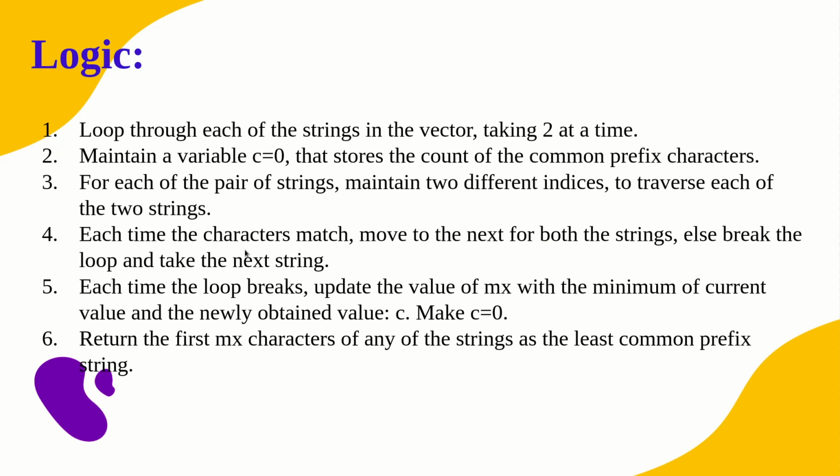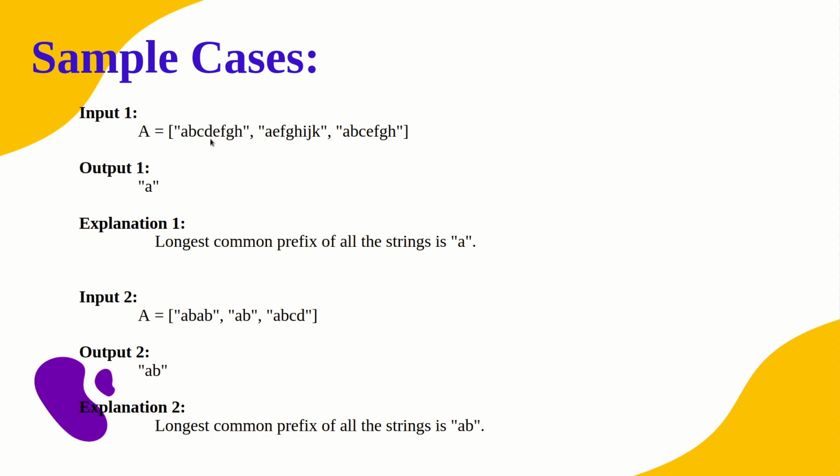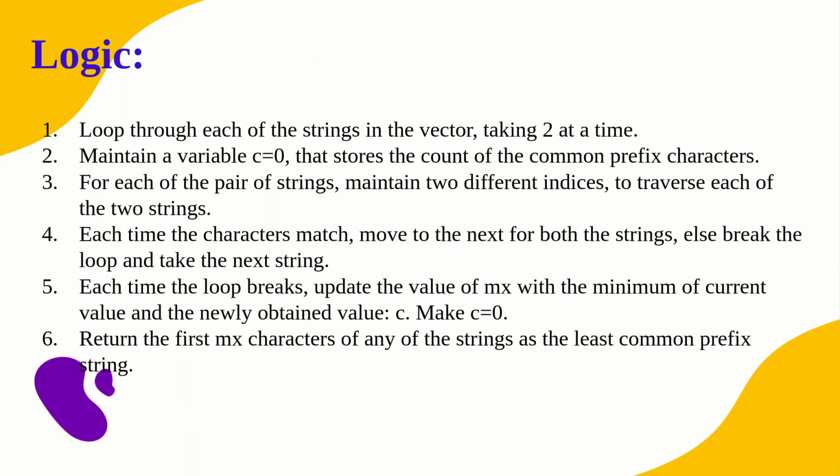So what do I mean by that? Okay, let's come to point 3. For each pair of strings, maintain 2 different indices to traverse each of the 2 strings. Suppose we are taking into consideration these 2 strings. Take one index i for this, j index for this, and just compare it character by character. S1 of i matches with S2 of j, and so on. Keep repeating this until you get the common characters. Once the character is not common among the 2 strings, just break it. Why? Because we know that we cannot find a common prefix at this length and there's no need to traverse forward. As simple as that.